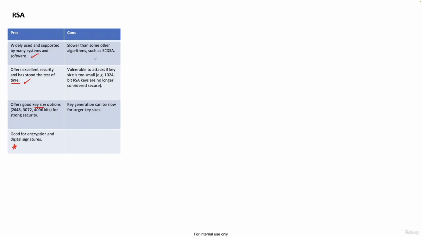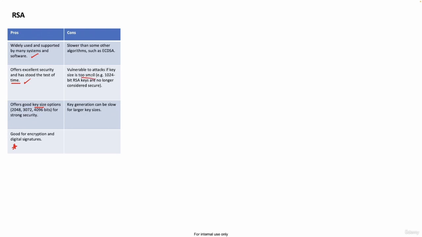Now, yes, there are certain cons, and they are that this is actually slower than some other algorithms. Now, in a way, you can say because ECDSA and DSA were fairly new algorithms, they would have looked at the existing RSA algorithm, and if it was slower, they wouldn't have brought those things over in the new algorithms, right? It is vulnerable to attacks, but only if you are using a small key size.